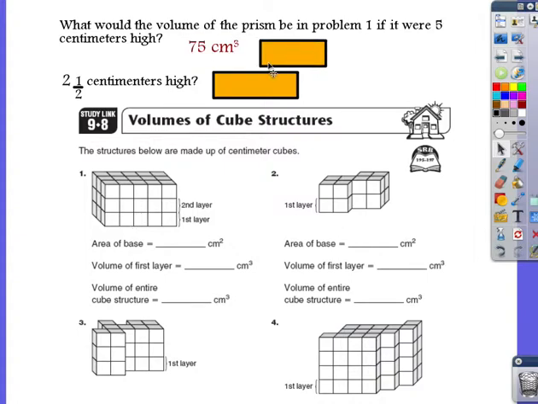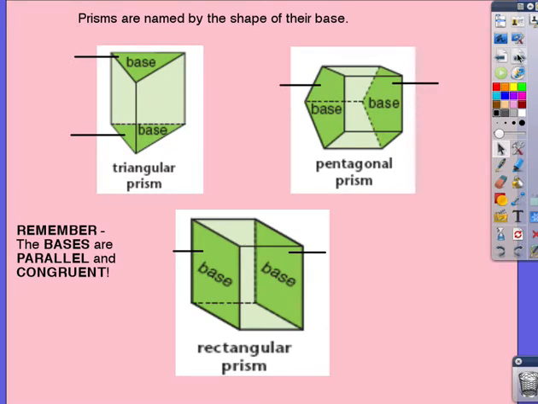What if it was 2.5 centimeters high? Well, we know the first layer is 15. The second layer is 15, so that's 30. And half of 15 is 7.5. So it would be 37.5 centimeters cubed.